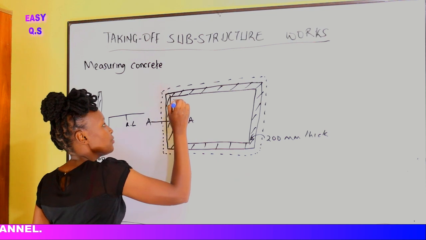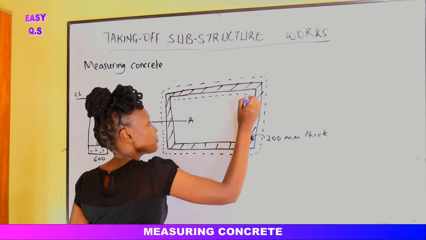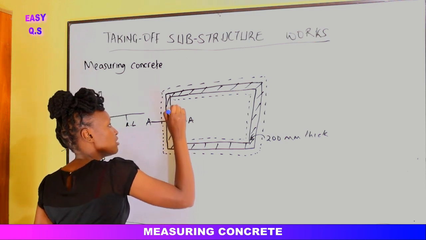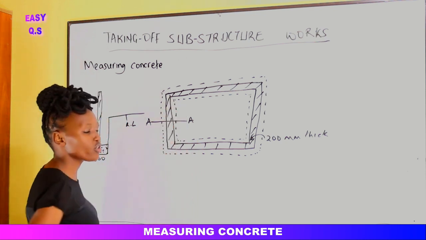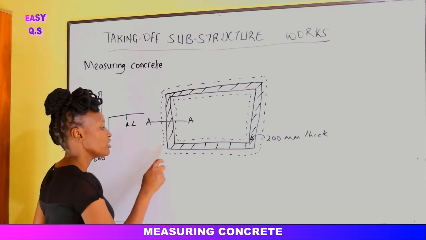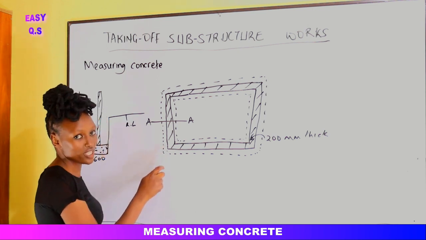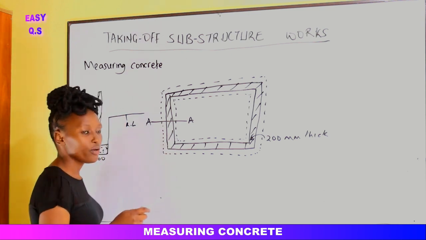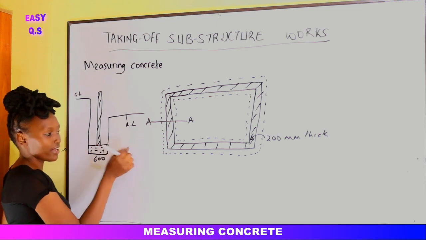Then inside we have a spread of 200 from the wall to the wall of the trench. From this outside external wall to the wall of the trench, it's 200. This is the foundation spread we are talking about. Then the other foundation spread is to the inside. We have this 200 here.